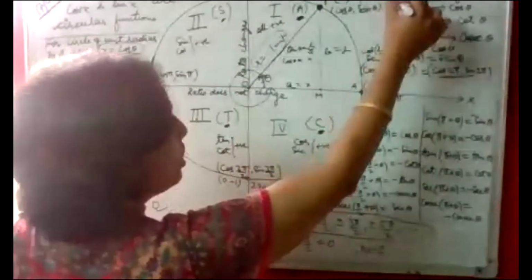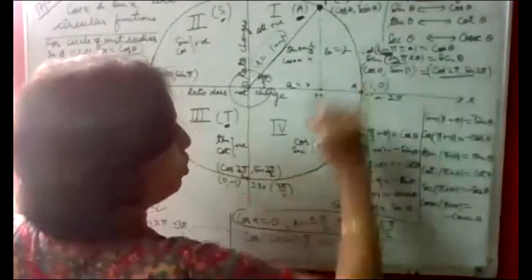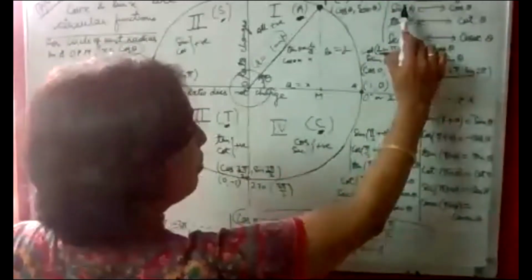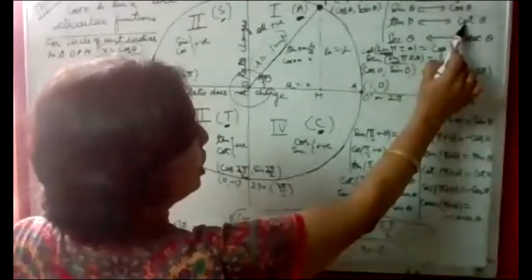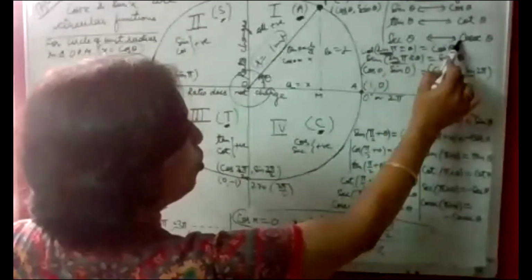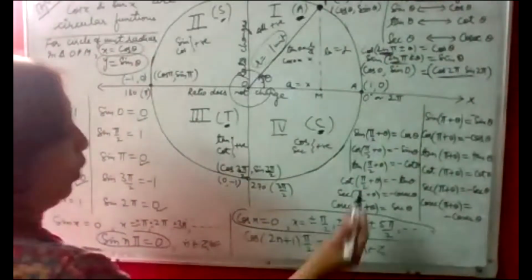So according to this, we can change our ratios. Now, ratio changes we have studied in class 10th also. Sine theta always changes to cos theta and vice versa. Tan theta changes to cot theta and vice versa. Sec theta changes to cosec theta and vice versa. How? Let's come to this.